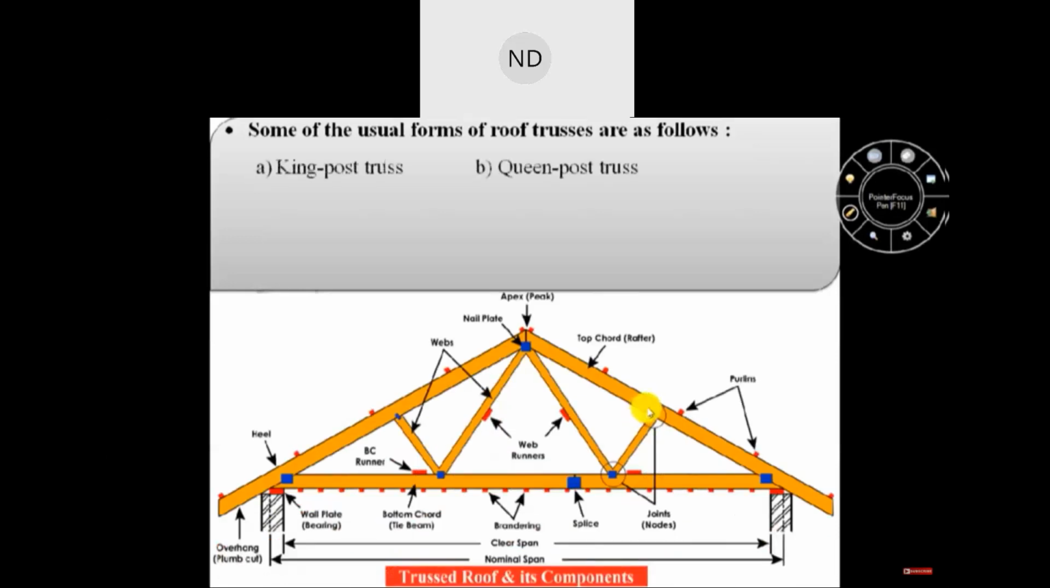First one is king post truss. Second one is queen post truss. Third one is mansard truss. Fourth one is truncated truss. Fifth one is Belfast truss. Sixth one is steel trusses. And seventh one is composite trusses. Now we will see all these roof trusses one by one.